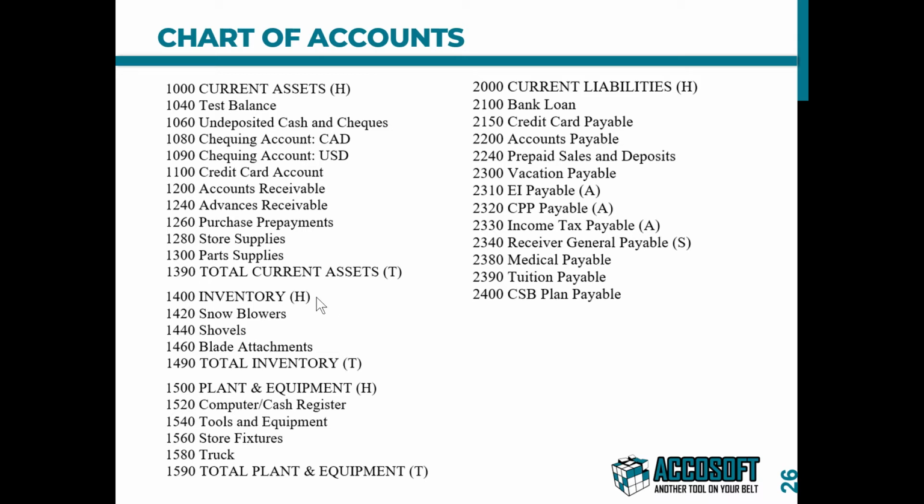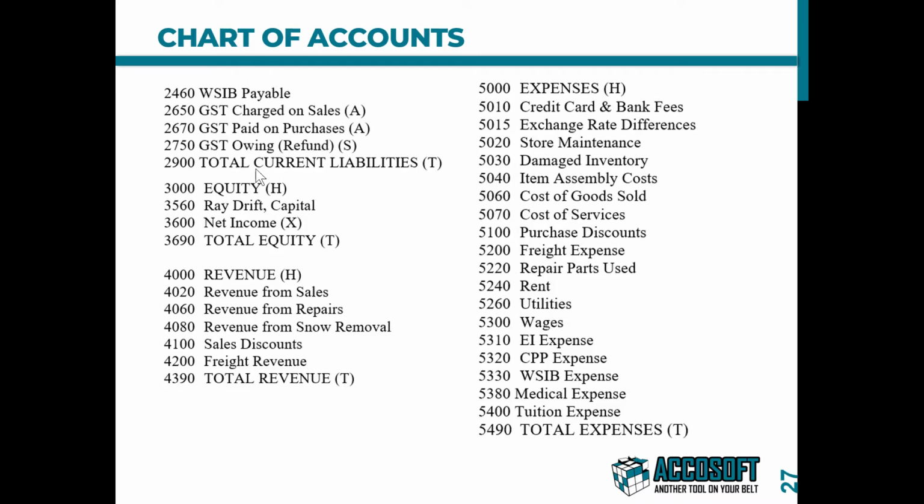You can have inventory, plant and equipment, which is all considered assets, right? Things that you own. And on the other side, you can have current liabilities, things that you owe people. So credit cards, account payable, vacation payable, which is owed to the employees. And this should give you the total current liabilities.